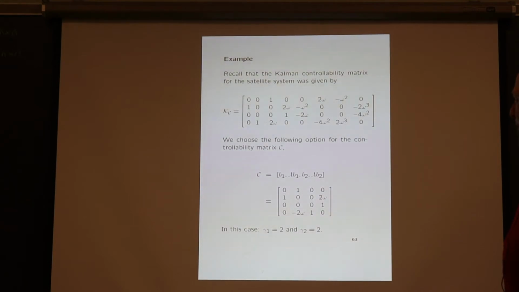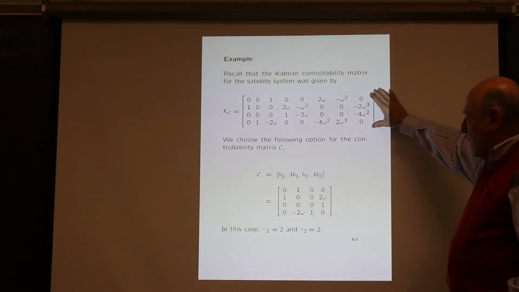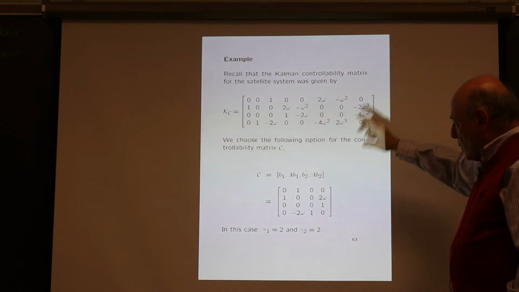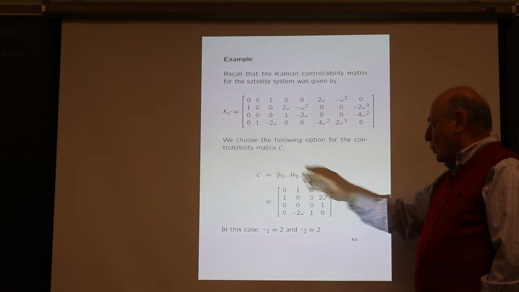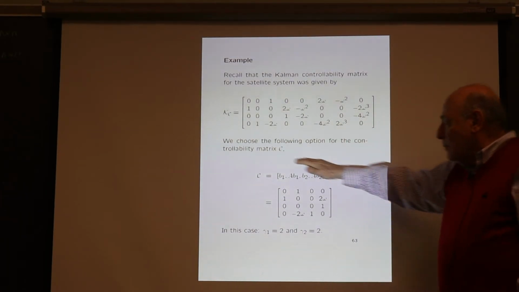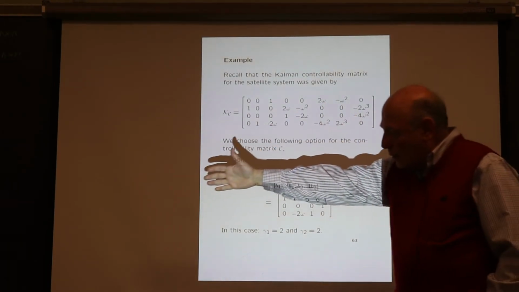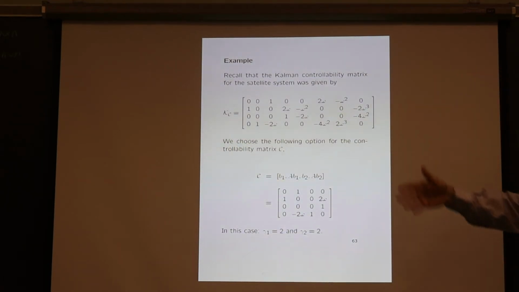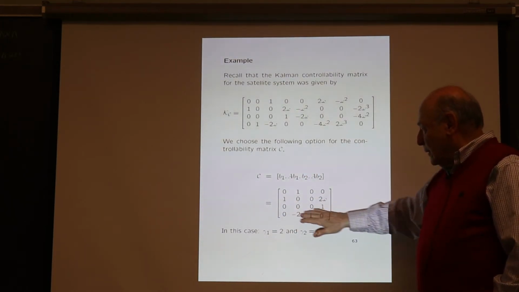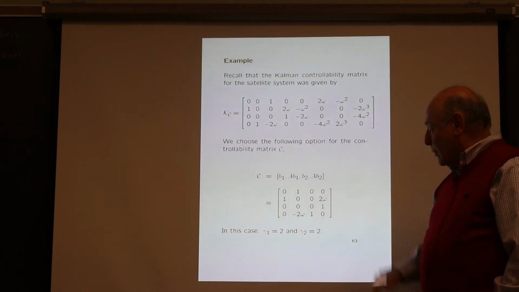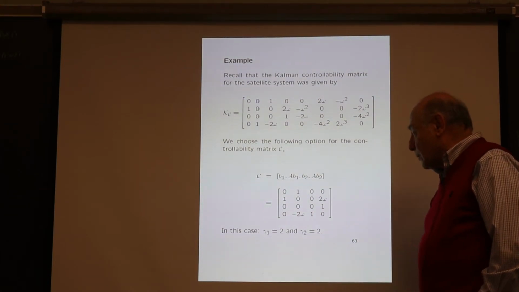Let's see how this applies to, for instance, the satellite system in which we had this Kalman controllability matrix, and we choose the case in which we have gamma 1 equals 2 and gamma 2 equals 2. So for that particular case, because we could also have gamma 1 equals 3, gamma 2 equals 1, and so on, in this case, the Kalman controllability matrix reduces to this 4x4 matrix, which is invertible.